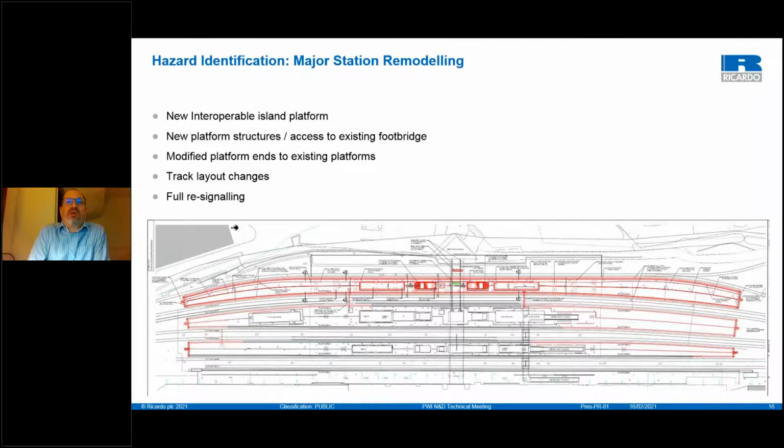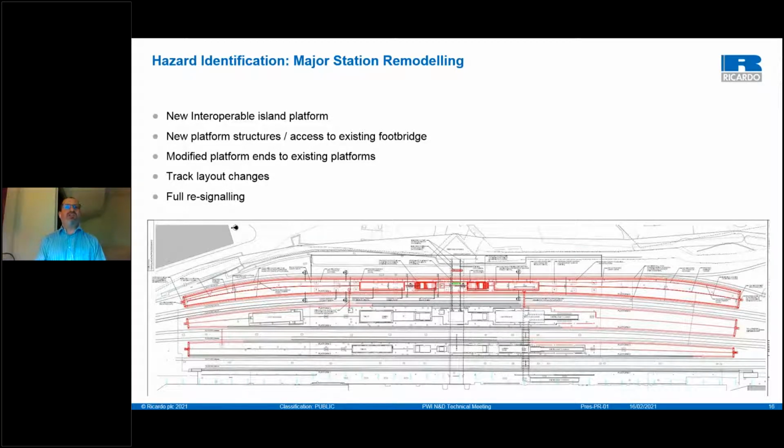This is an example of a recent major station remodeling project. Interesting in that this is just a small part of it. It looks complex in that you have a new island platform, you have track changes and signalling changes that go hand in hand with that, and we also have changes to the existing platforms. But in actual fact, this project was a lot wider than just the station area itself, and there was a lot of signalling and track layout changes either side of the station area, which needed to be considered at the same time and risks assessed.